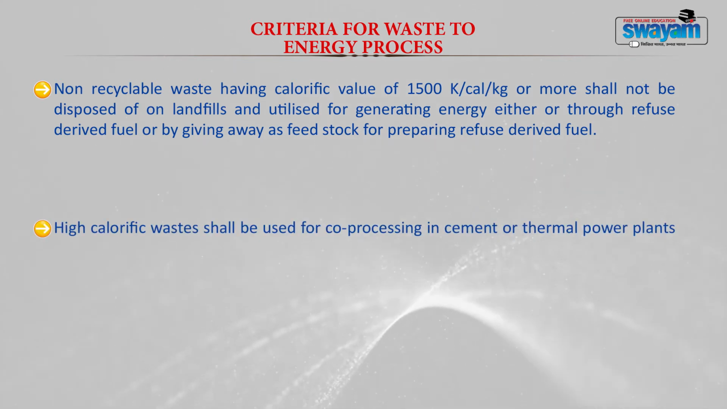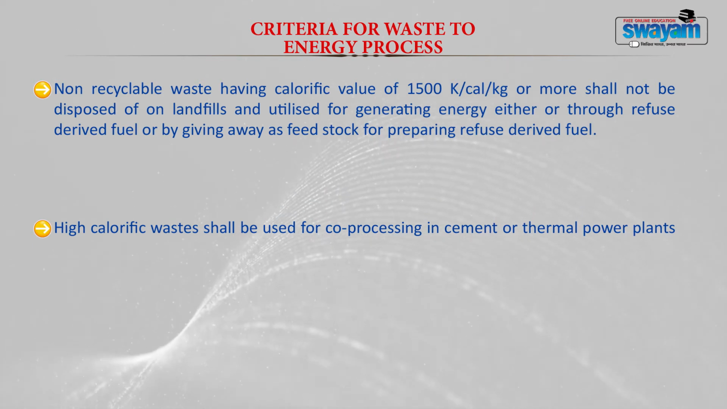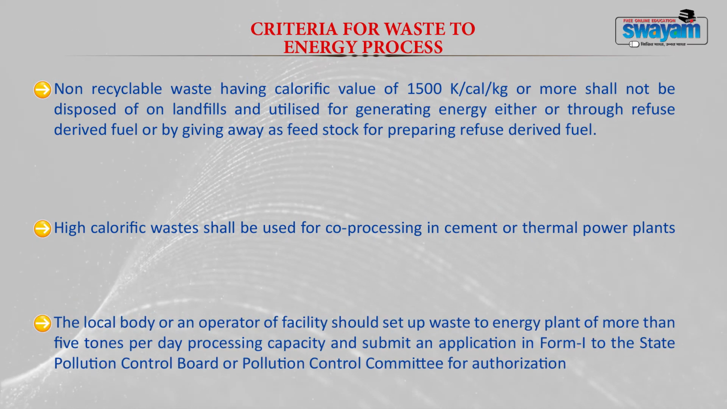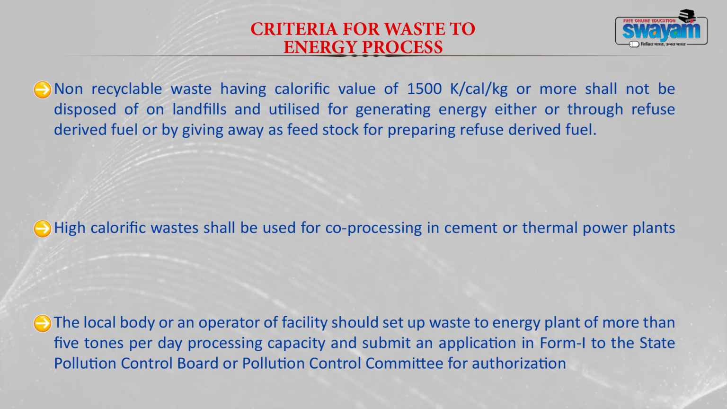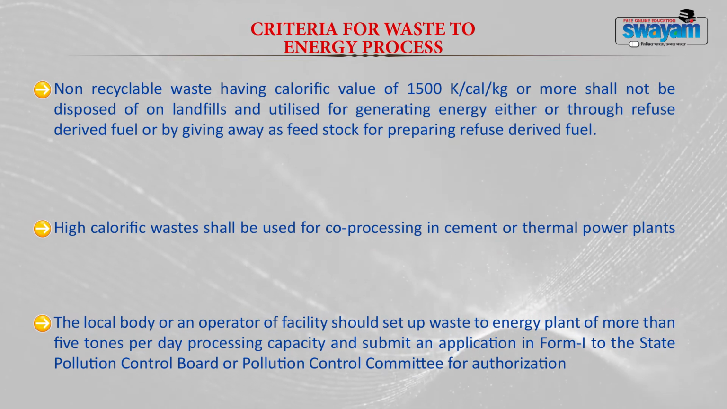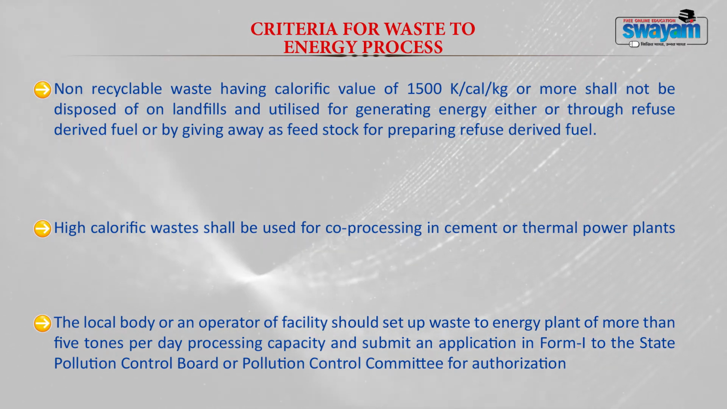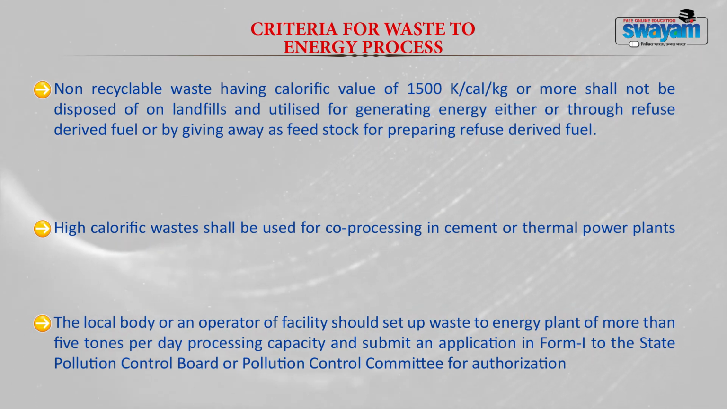Now, high calorific waste shall be used for co-processing in cement or thermal power plants. The local body or any operator of the facility that sets up a waste to energy plant of more than 5 tons per day processing capacity should submit an application in Form 1 to the State Pollution Control Board or Pollution Control Committee for further authorization.